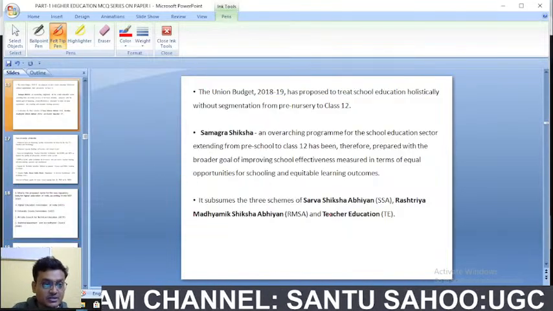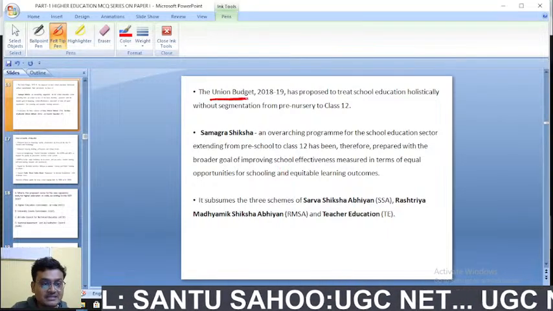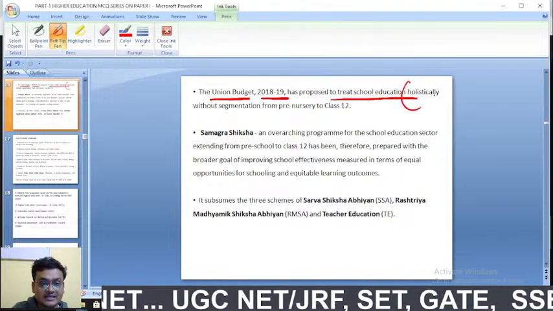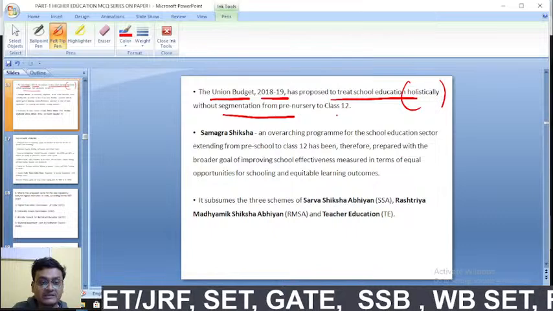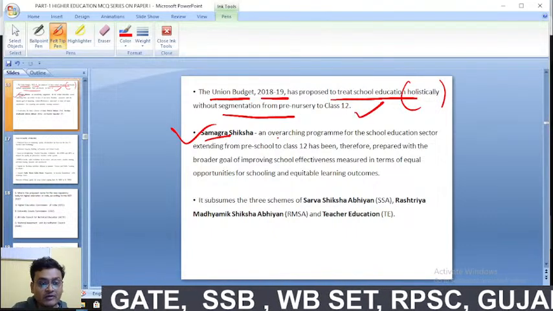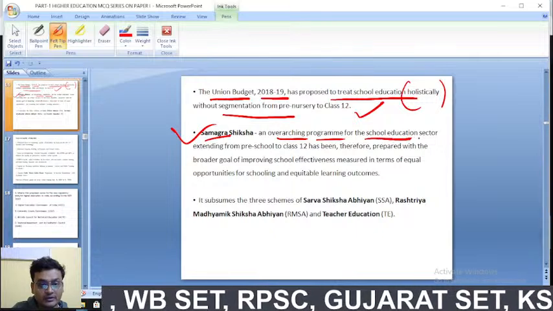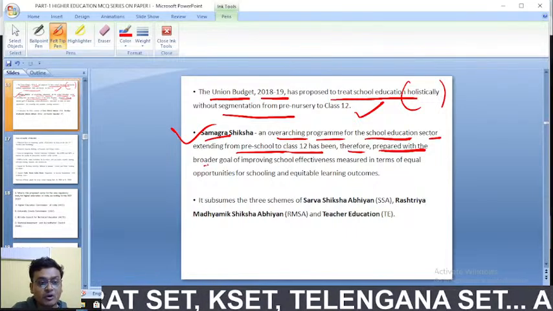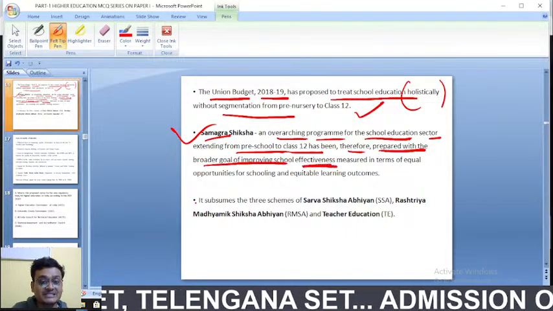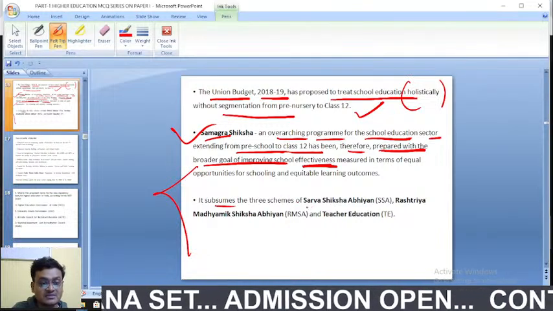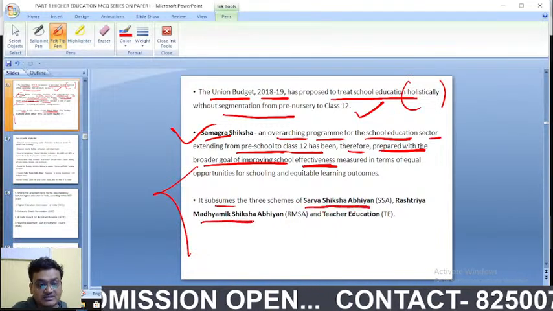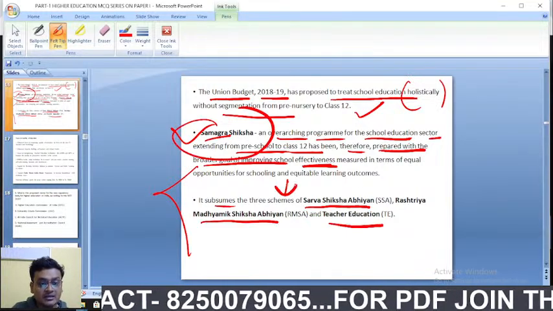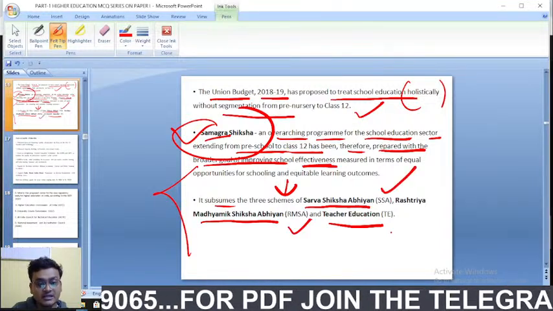Okay, SSA. You see here, the Union Budget 2018-19 has proposed to treat school education holistically, from pre-nursery to class 12. Samagra Shiksha, an overarching program for the school education sector extending from preschool to class 12, has been prepared with the broader goal of improving school effectiveness. It subsumes the three schemes: Sarva Shiksha Abhiyan, Rashtriya Madhyamik Shiksha Abhiyan and Teacher Education. Okay, who is inside Samagra Shiksha Abhiyan? SSA, RMSA and TE.